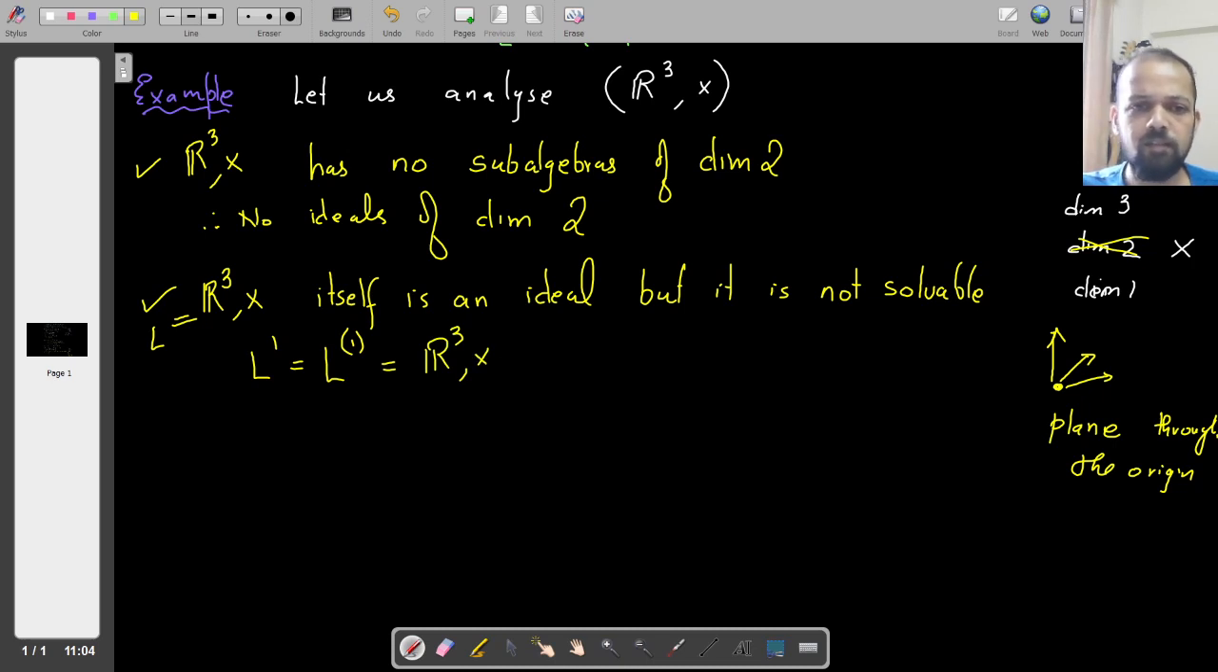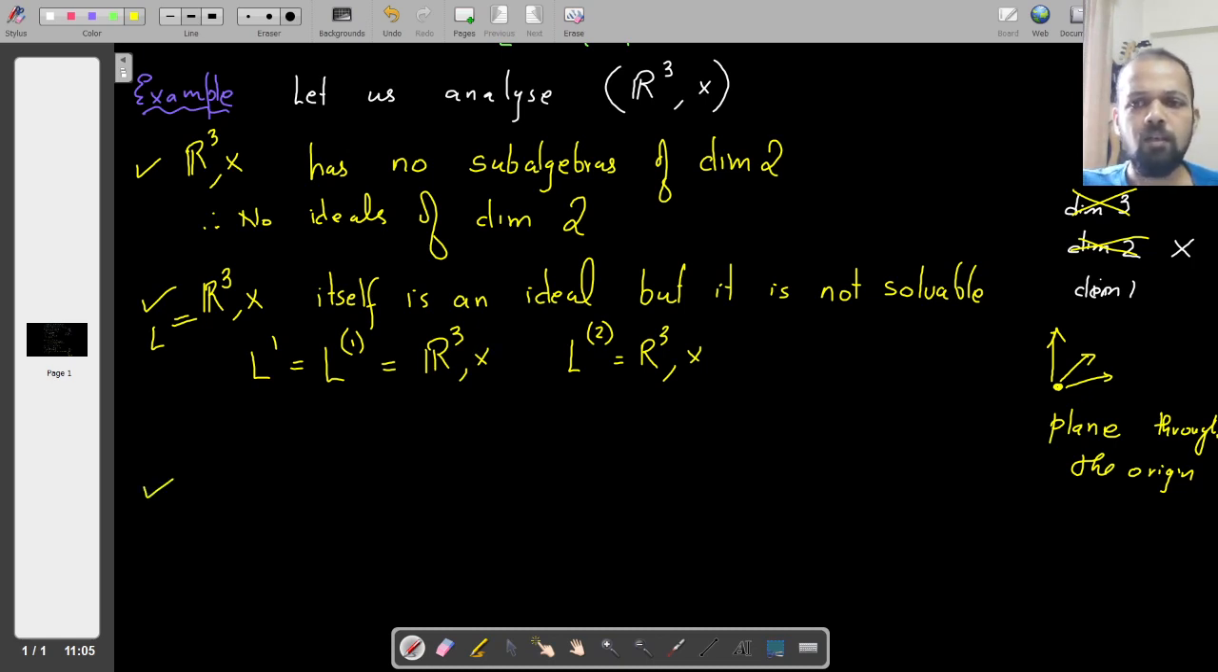And then if that is the case, if you get the whole of R3, then L2, which is the Lie bracket of L1 with L1, but L1 itself is L, so that's again going to be R3 with cross product. So we have seen that this derived series is just constant. It remains R3 with cross product for all terms, so it's never going to become 0. So this is not solvable. The 3-dimensional one also is, although there is an ideal of dimension 3, it is still not solvable. So that case also is ruled out.